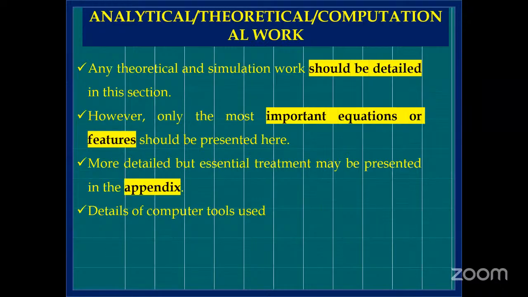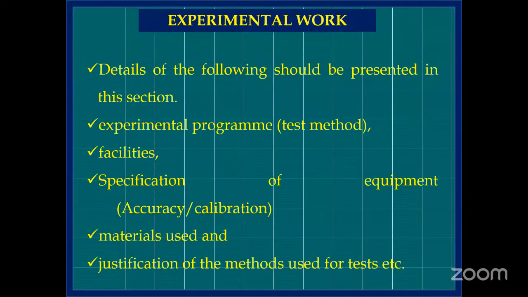If you work on simulation, because most people follow experimental simulations, you can give the simulation information. What is the software? Is it free software or purchased software? You can give the information, the version number, very clearly. That is very important. However, only the most important equation or feature should be presented. That is very important.